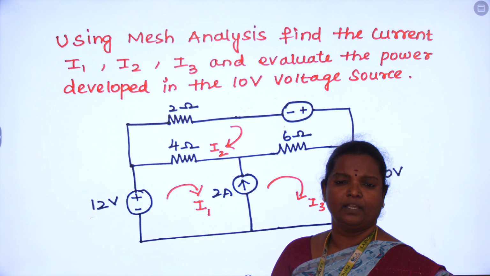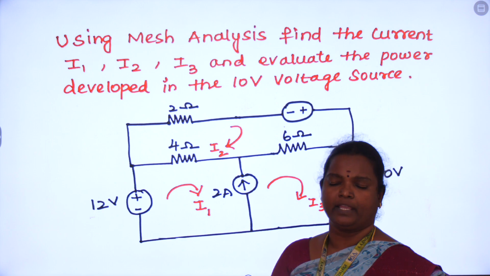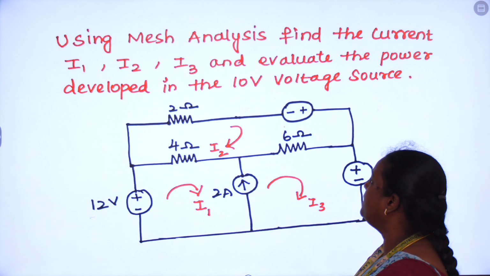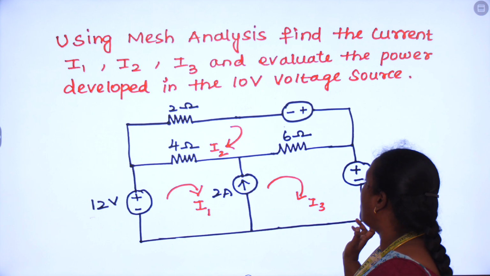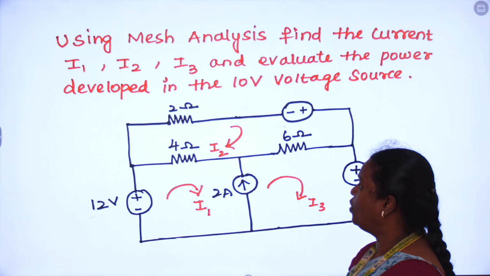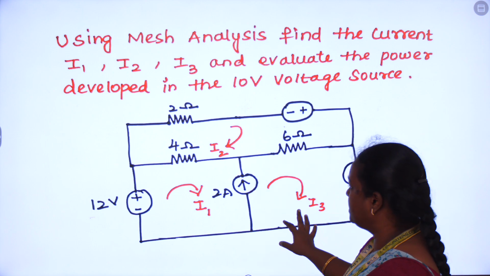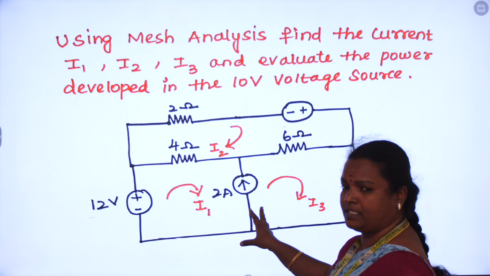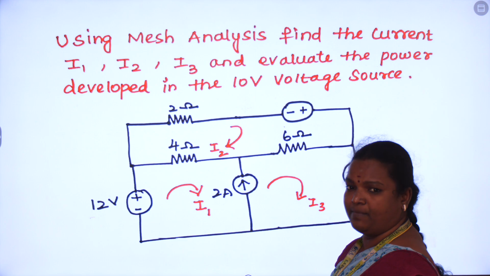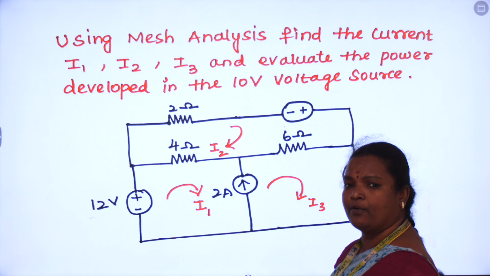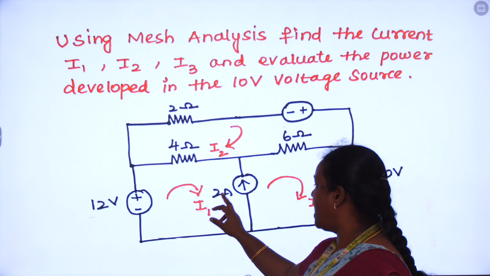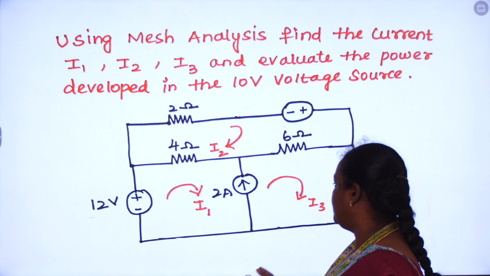Since we have 3 loops, we have to find 3 currents, I1, I2 and I3. Moving on to the second problem: using mesh analysis, find the currents I1, I2, I3 and evaluate the power developed in the 10 volt voltage source. See the circuit. The first step is we have to define the meshes. Since we have 3 closed loops, we have 3 meshes. After defining the meshes, we have to define the mesh currents. For the 3 loops, I am defining 3 currents, I1 and I2 for loop 2 and I3 for loop 3.